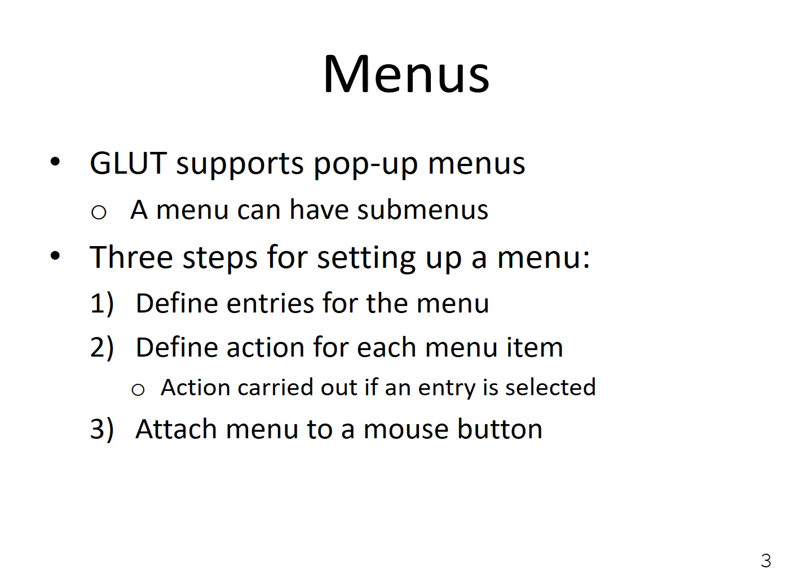Glut supports pop-up menus. A menu can have sub-menus. Three steps for setting up a menu are required. Number 1, define entries for the menu. Number 2, define action for each menu item. Action carried out if an entry is selected. So this is the callback function. And number 3, attach the menu to a mouse button.